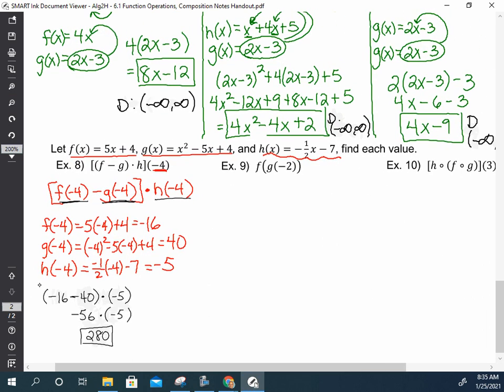So it's not a hard problem, but it is a problem that requires you to pay attention to what you're doing. Any questions with example 8? We'll do one more before we wrap this up. So example 10 we'll do tomorrow, or at least get one in of doing the composition.